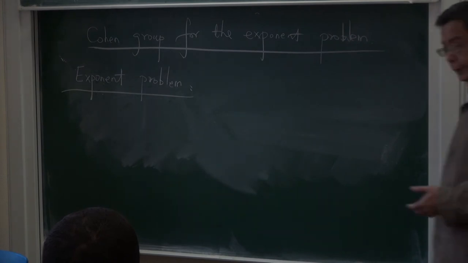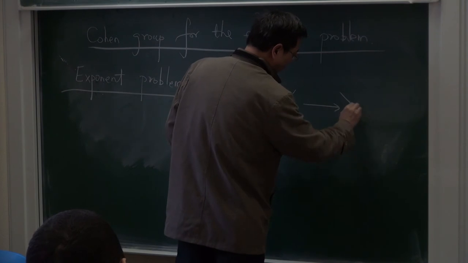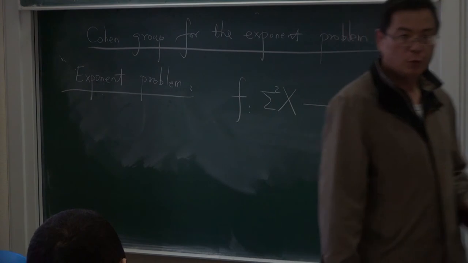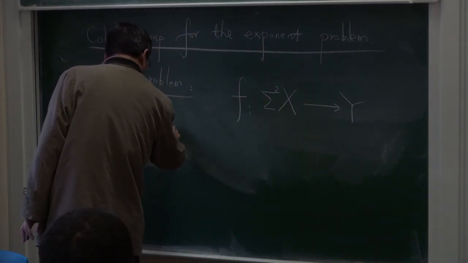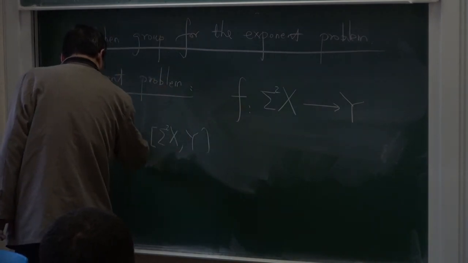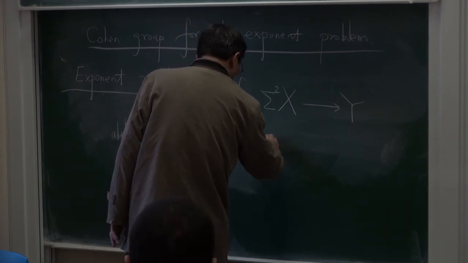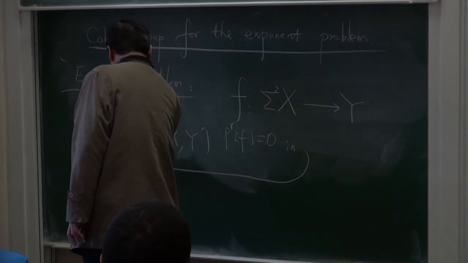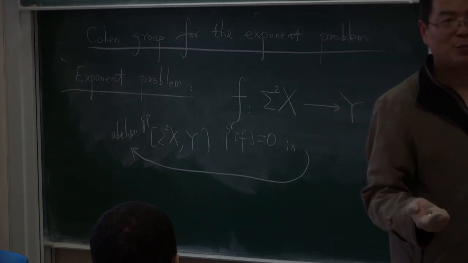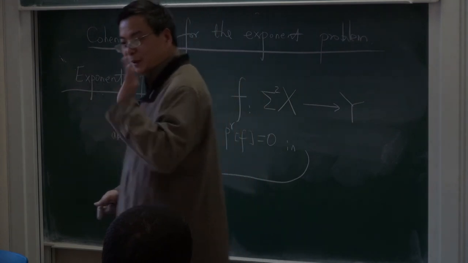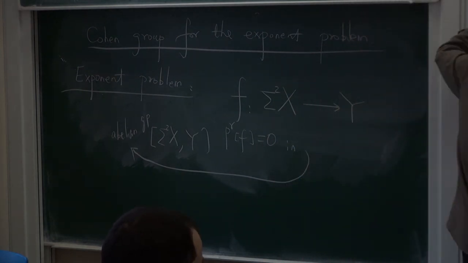Suppose that I am given a map. Double suspension of X to Y. You just give me a continuous map from the double suspension of X to another space Y. Now, since this is a group, this is a finite group, so the order, p to the r times this guy is zero in this group. So assume you give me some torsion element as a map. You can give a map which is of infinite order, but you don't care. Let's say you start with something which possibly has some order in this group.